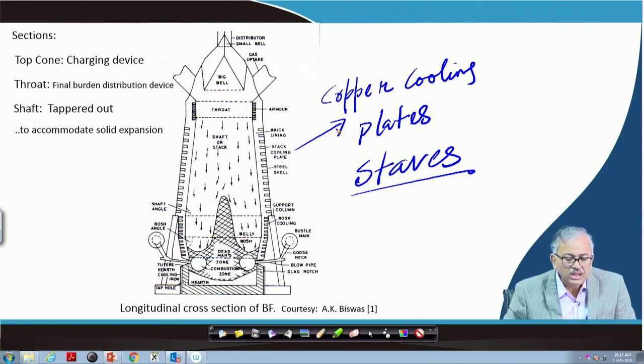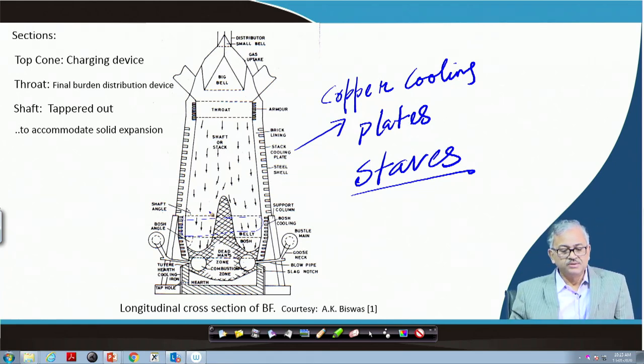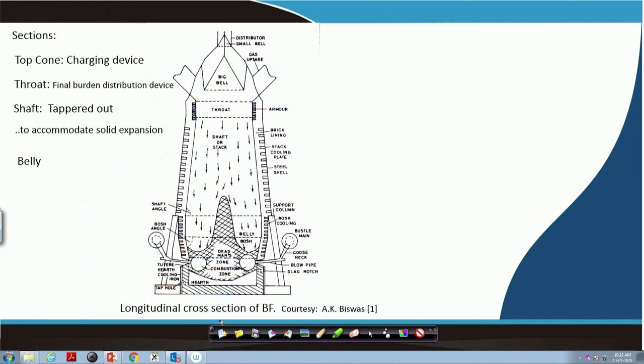Okay. Now, after the shaft, we have the boss region, that is the belly region. There is another cylindrical portion you can find. This is another cylindrical portion, right? And this is called the belly. This cylindrical portion is called the belly.